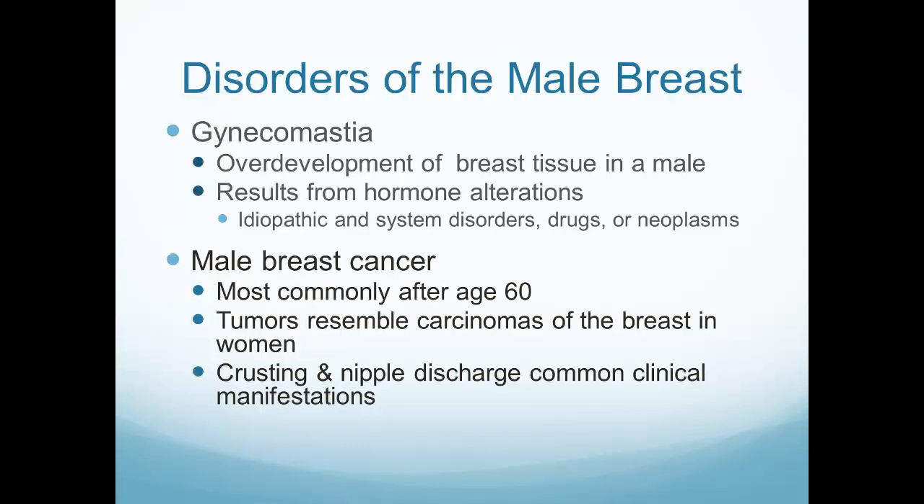Some other disorders, especially now of the male breast, we can have gynecomastia, which is an overdevelopment of breast tissue in the male. Usually a hormone imbalance is causing this, but it can also be medications that are causing this overdevelopment to occur. We can have male breast cancer, which happens more commonly after age 60. However, it is still pretty rare in men, so it's not nearly as common as what we see in women. Crusting, discharge from the nipples, common clinical manifestations.